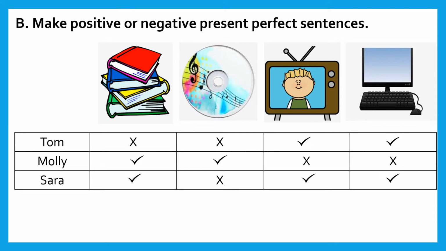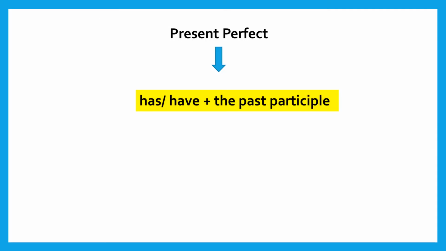Now, the requirement for this exercise is that the sentence that we must frame must be in the present perfect tense sentence. To make our sentence into a present perfect, all we need to do is use has or have plus the past participle form of the verb while framing the sentence.